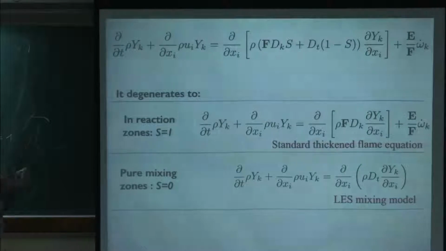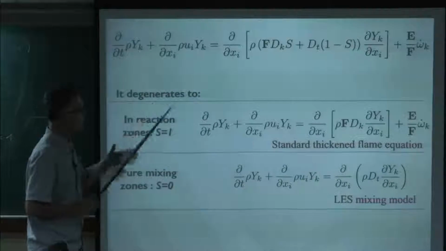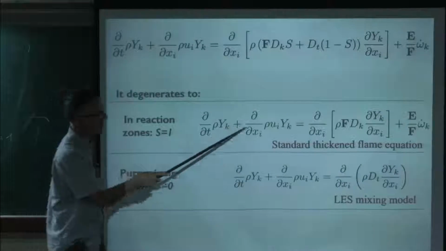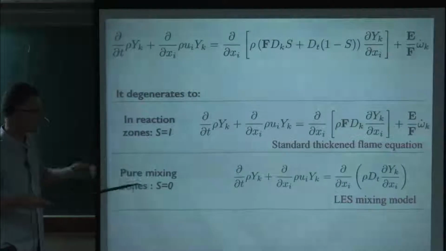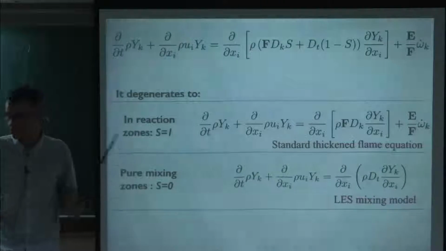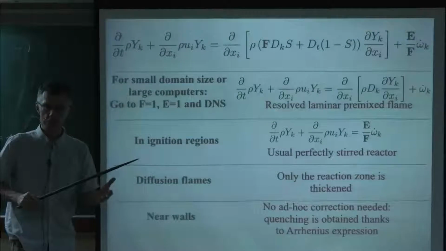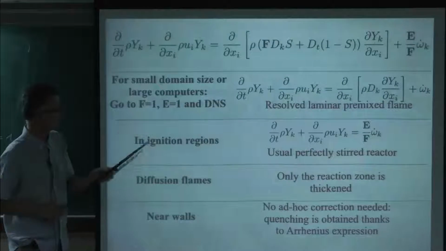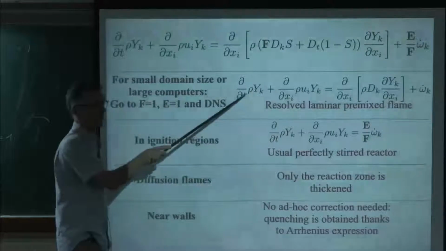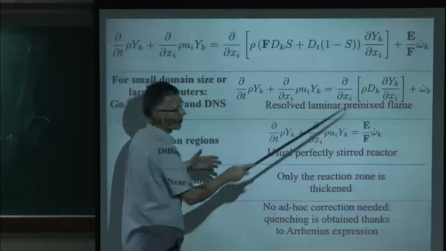So this is what we call the master equation of the thickened flame model. And this master equation has multiple applications. For example, in the reaction zones, where the sensor equals 1, you recover the standard thickened flame equation. That's the normal one. If you are far away from flames, you recover the normal mixing model with a turbulent diffusion term. That's also standard. If you're very rich, or if the pressure is low and the thickening of the flame is not necessary, then you can go to F equal 1. The efficiency will be 1, and you're doing DNS. Okay, this is the normal DNS equation. The turbulent diffusion goes away, this thing goes away, and you're left with the normal DNS equations.